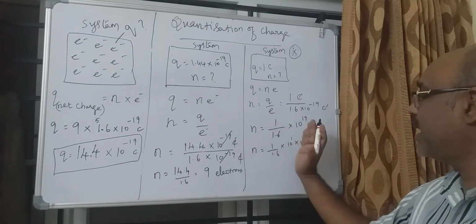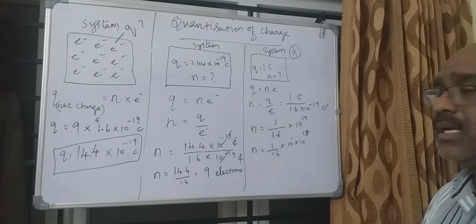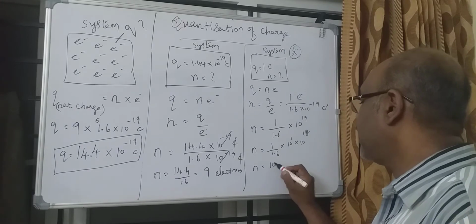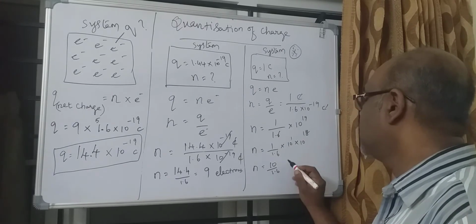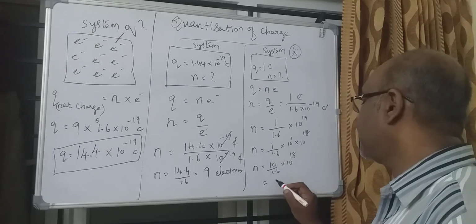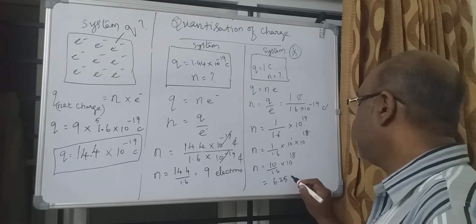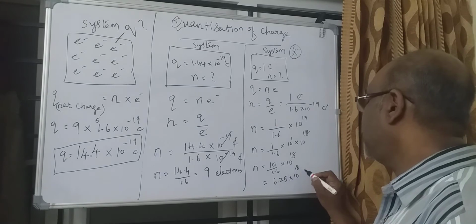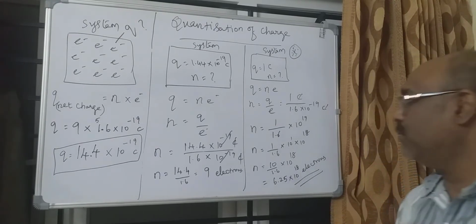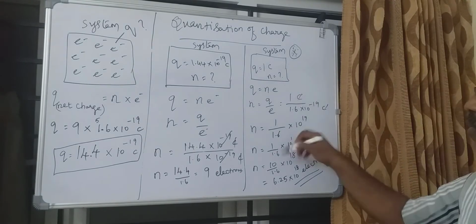So 1 into 10, I am separately taking out. So N is equal to, now 1 into 10 you will get 10. 10 divided by 1.6 into 10 to the power 18, which is nothing but 6.25 into 10 to the power 18 electrons present in 1 coulomb of charge.